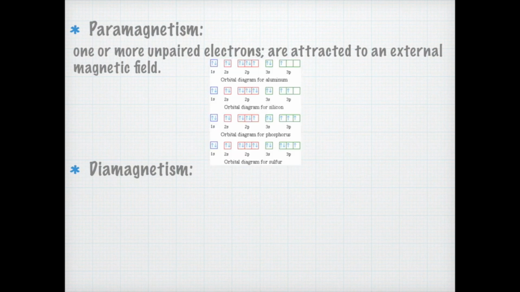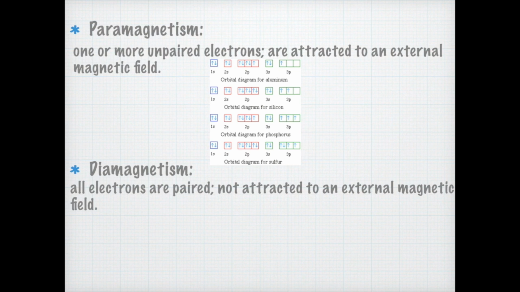And so here are some examples of paramagnetic elements. As you can see from their orbital diagrams, for example, aluminum has one unpaired electron, silicon has 2, phosphorus has 3, and sulfur has 2. Now, if an element is diamagnetic, what that means is that all of its electrons are paired, and as a result, elements that are diamagnetic are not going to be attracted to an external magnetic field.